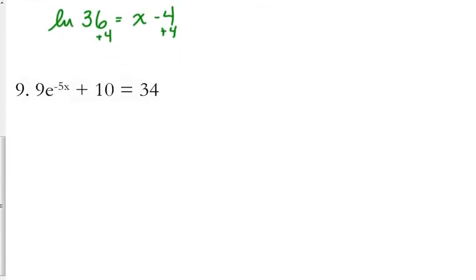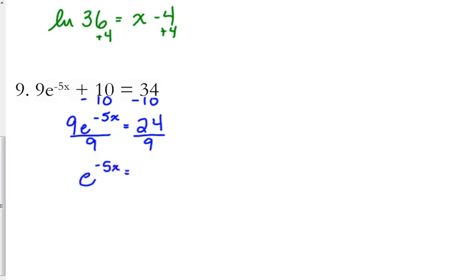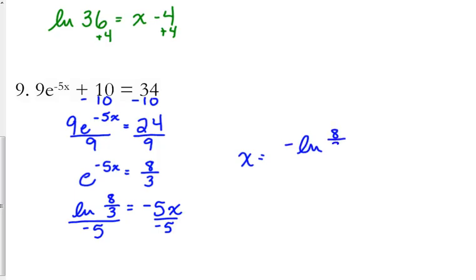Let's look at number 9. 9e to the negative 5x plus 10 is equal to 34. Subtract 10. 9e to the negative 5x is equal to 24. Divide by 9. 24 over 9, the root divisible by 3, 8 over 3. Write it in log form. The natural log of 8 over 3 is equal to negative 5x. Divide both sides by negative 5. So x is equal to the negative natural log of 8 over 3 divided by 5.